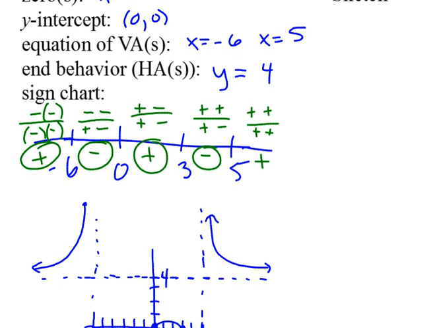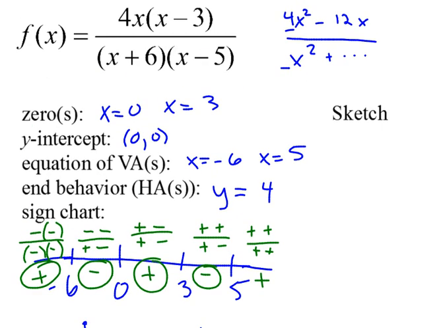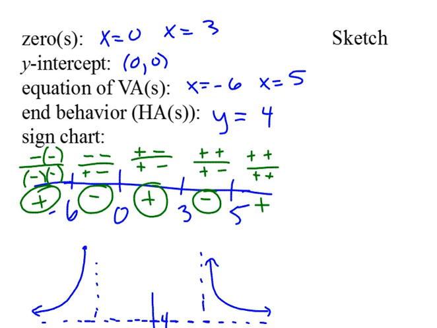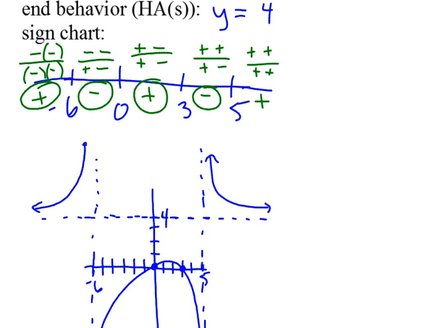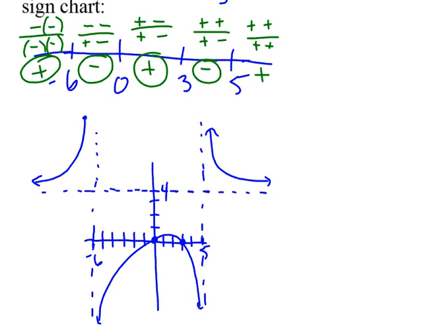The equations of your vertical asymptotes are x equals -6 and 5, so our denominator equals 0. For our end behavior, the degree on top is the same as the degree on bottom, so y equals 4 is our horizontal asymptote. And you can kind of see my sign chart and my sketch.